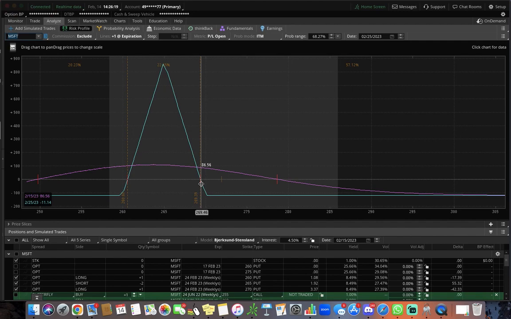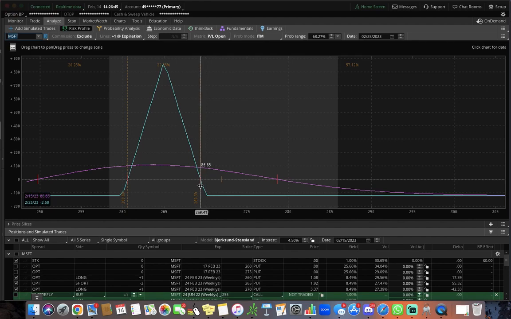Not bad. We spent, let's see, on this butterfly, we spent 59 cents to get into, and the reward is up to $4.41. Think about that for a moment. You're risking $60 to make up to $441 per contract. Just something to take into consideration as you're looking to get into these trades.